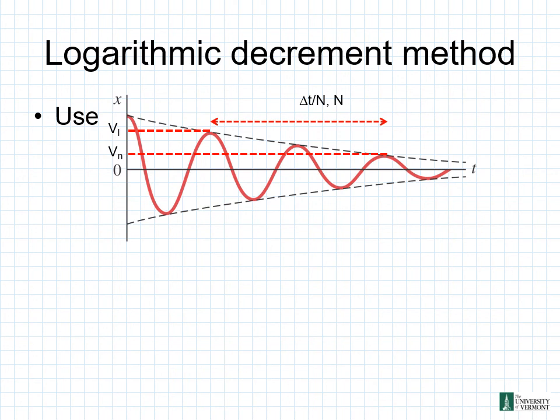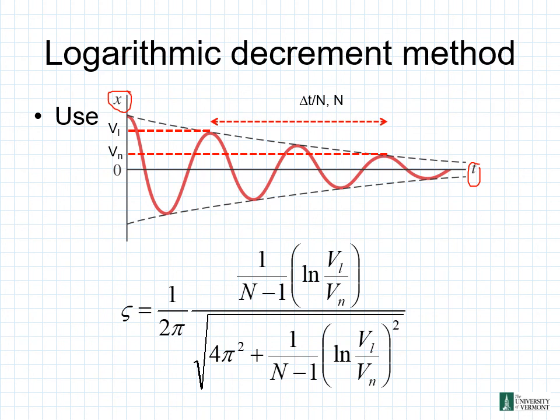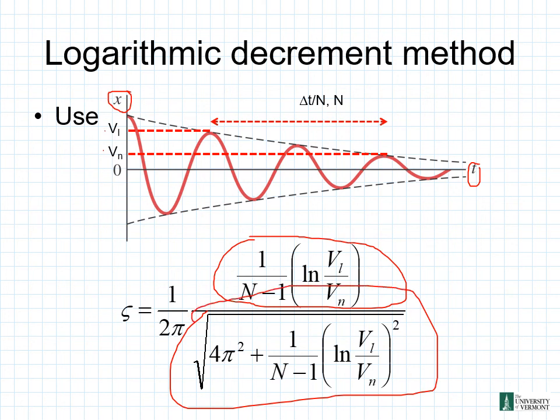So we'll utilize this plot to relate to our equation, where we have time going across this axis and our values for x up on this axis. We have our relationship for the damping ratio: 1 over 2 pi times, in the numerator, 1 over n minus 1 times the natural log of VL over Vn. We can see there's our VL and our Vn from the plot above, all over the denominator, which is the square root of 4 pi squared plus the quantity 1 over n minus 1 times the natural log of VL over Vn, squared.